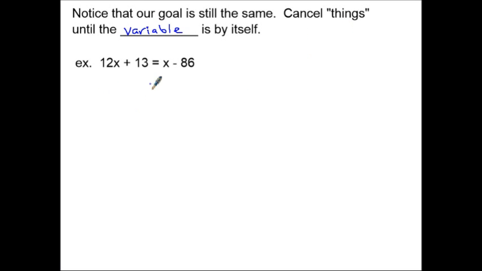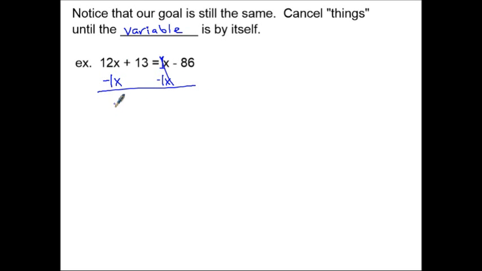Okay, likewise here, 12x plus 13 equals x minus 86. Again, I just want to start canceling things out. This is a 1x, and in case you like to write that in, I don't require it from you, but there it is. So I'm going to subtract 1x from both sides. I'm doing this on the right side, and I'm going to go over to the left side now, line up my like terms, and cancel here.